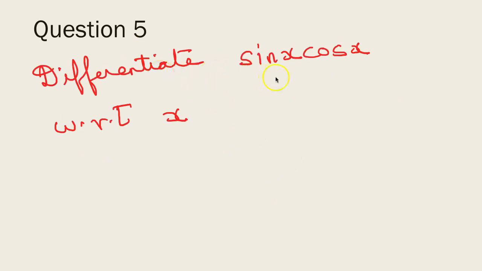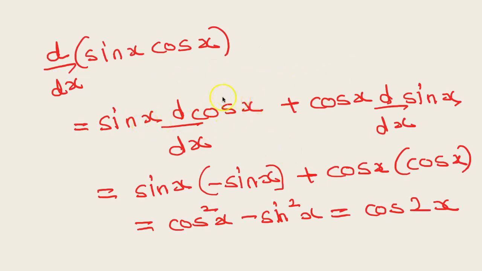Next, differentiate sin x cos x with respect to x. So that will be sin x into derivative of cos x plus cos x into derivative of sin x. Derivative of cos x is minus sin x, derivative of sin x is cos x, so you get cos squared x minus sin squared x, which is cos 2x.